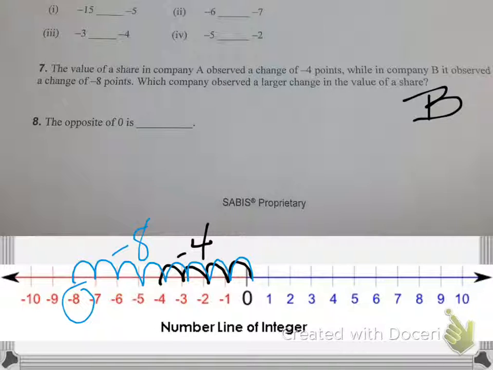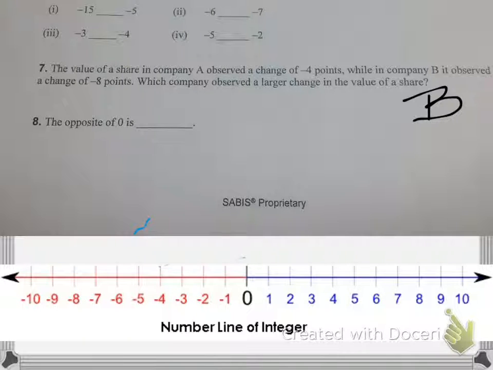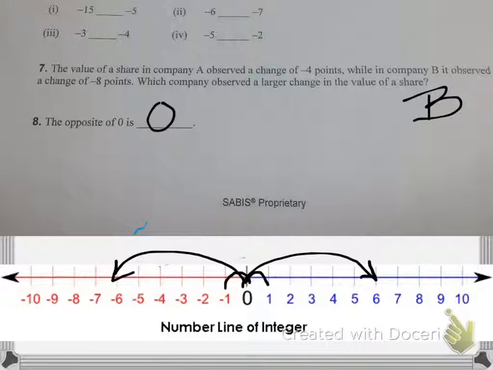Number 8 simply says the opposite of 0. And the opposite of 0 is going to be 0. So when we're talking about the opposites of numbers, for instance, this is 1. 1 this way is the opposite of going 1 the opposite direction. This is 6 this direction. This is the opposite of 6, which is 6 backwards. So 0, the opposite of 0, is simply going to be 0.